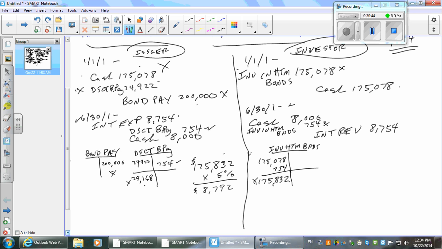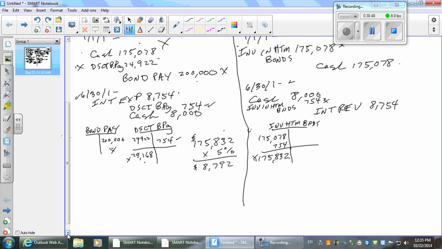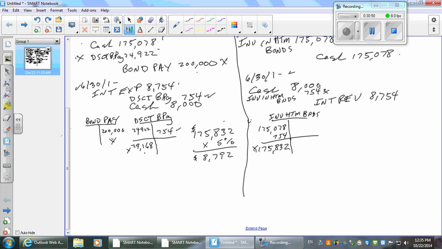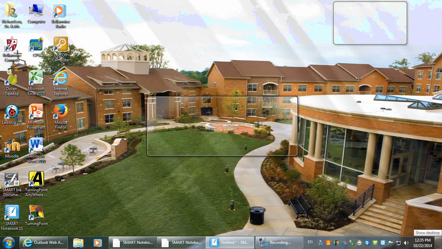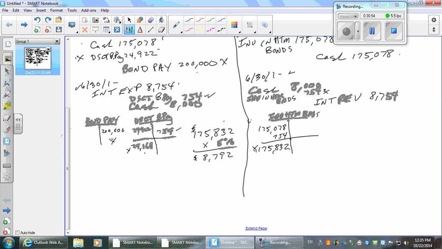It's exactly the same accounts, guys. Exactly, guys and gals, I guess. That's a neuter term, right? Guys. Okay. It's exactly the same entry.